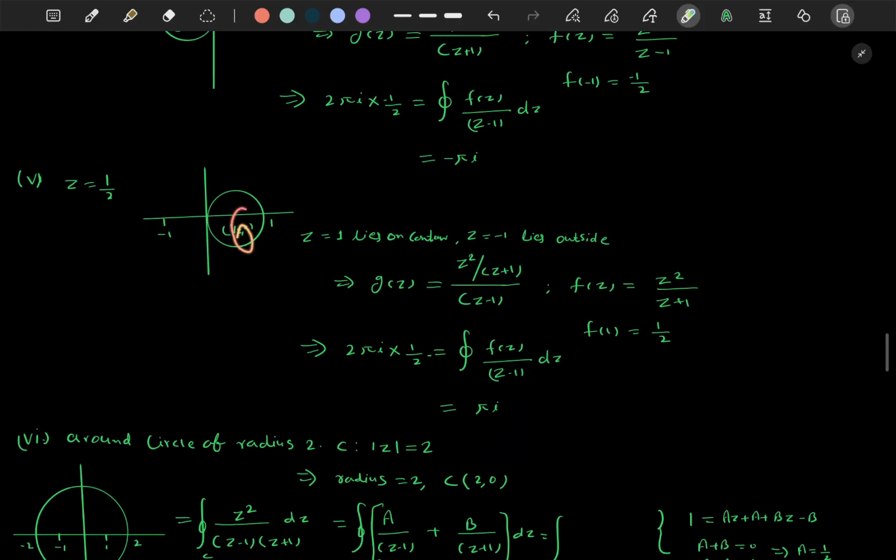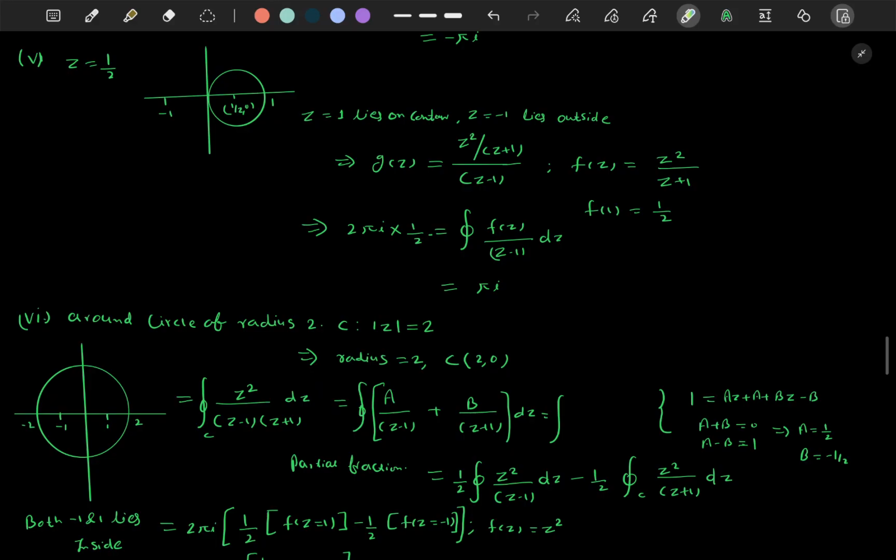And 1 by 2 comma 0. So point 1 is lying on the closed contour. So z minus 1 will be in the denominator. Okay, now you have a clear idea about how we are solving this complex integration very easily with the help of the Cauchy integral formula.